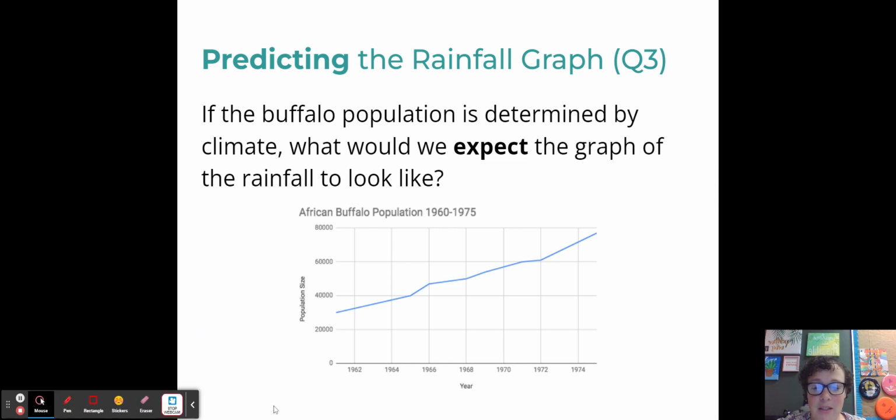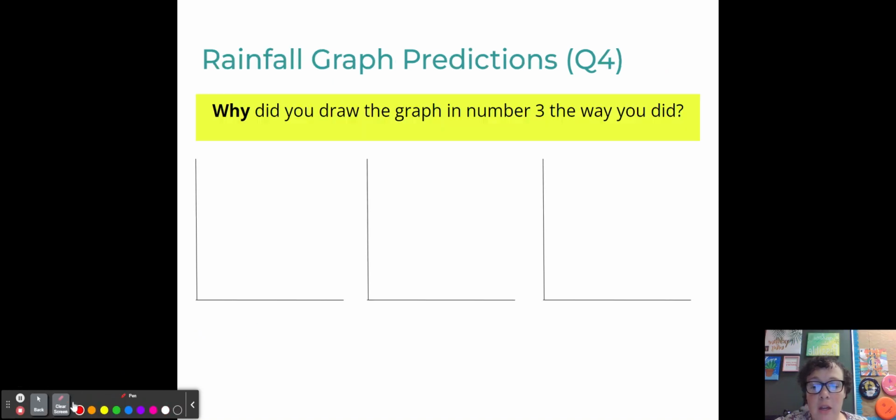If we were to look at a graph of rainfall, we should expect what's called, a fancy word, a positive correlation. We should expect that if the rainfall goes up, the buffalo population goes up, if rainfall is the reason. So we should expect increasing rainfall to cause increasing buffalo. Again, if and only if rainfall is the reason.